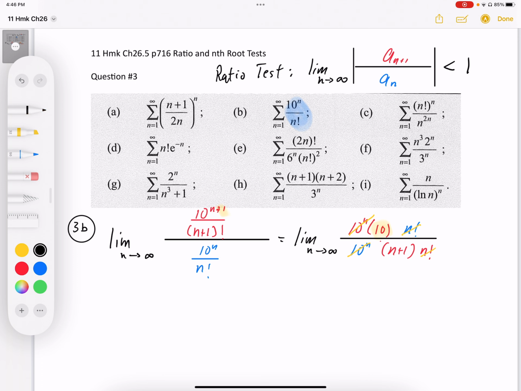The limit as n approaches infinity of what's left over. What's left over is just a 10 in the numerator and n plus 1 in the denominator. That's going to go to 0. So that means that my common ratio, or my ratio test value, is 0, and that is definitely less than 1. So I can conclude that if it's less than 1, it is converging. So this is a converging series. Okay, so this is convergent.